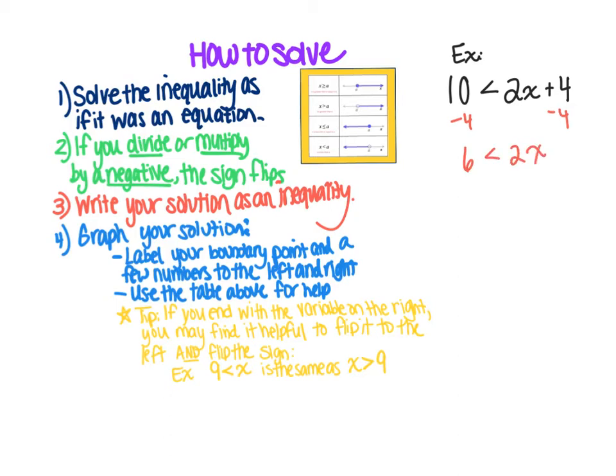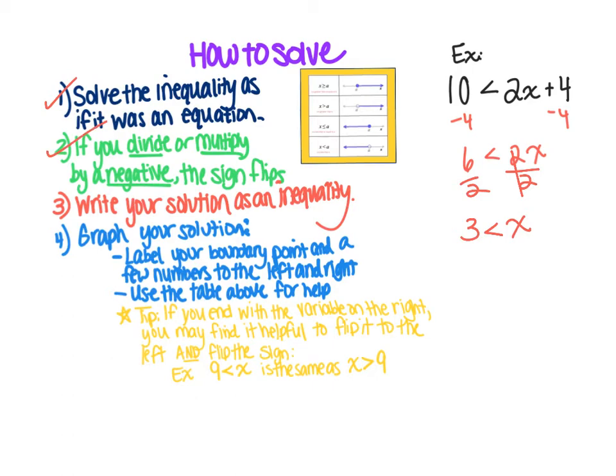Notice how I brought down my less than sign. I did not bring down an equal sign. And then I divide both sides by 2 to get that x by itself, and I have 3 is less than x. All right, so I did number 1. Step 2 says if you divide or multiply by a negative, you flip the sign. We don't have to worry about that on this one.